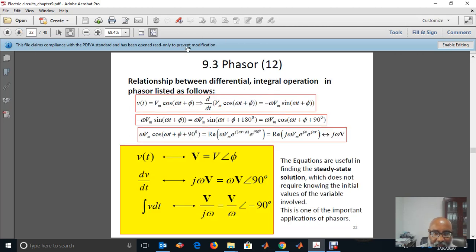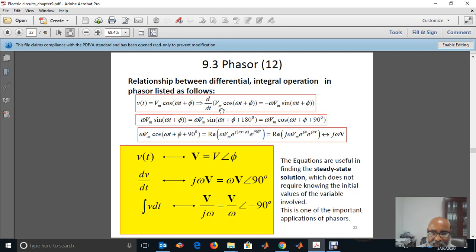Okay, now we have some relationships between the time domain and the phasor domain. If I have V of t, the signal in the time domain, the phasor will be V at an angle of phi. How does this come about? Okay, we can see this. V of t is Vm cos(omega t plus phi). Let's say this is V of t.